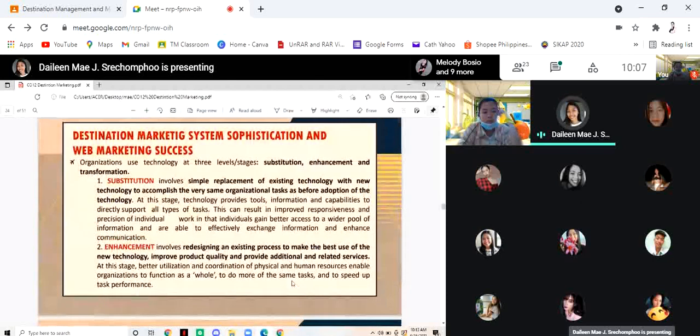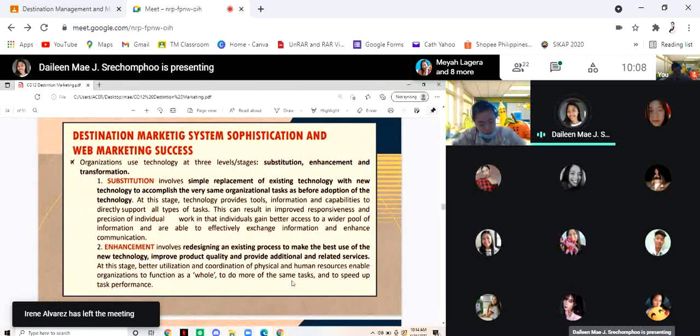Tapos, destination marketing system, sophistication, and marketing success. Organizations use technology at three levels or stages: substitution, enhancement, and transformation. Substitution involves simple replacement of existing technology with new technology to accomplish the very same organizational task as before adoption of technology. At this stage, technology provides tools, information, and capabilities to directly support all types of tasks. This can result in improved responsiveness and precision of individual work, and individuals gain better access to a wider pool of information, and are able to effectively exchange information and enhance communication.